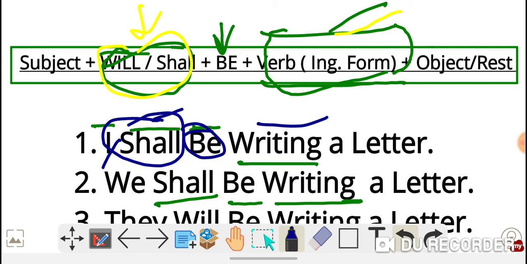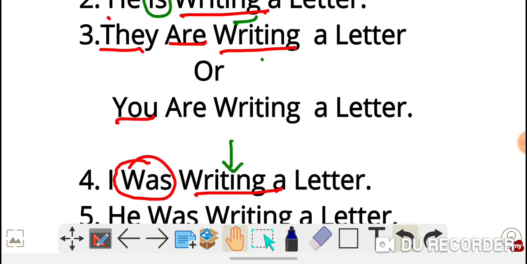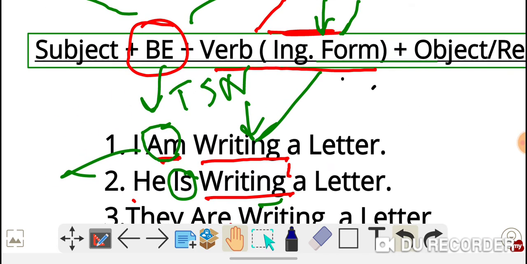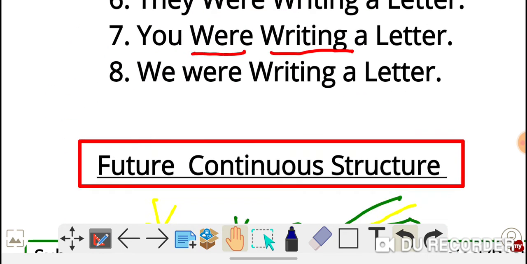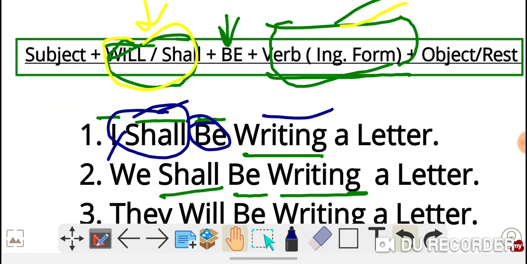One thing: in present and past continuous tense, as there was no auxiliary verb, we had to break the be according to the tense, subject, number. But in future tense, there is will or shall, so we do not need to break the be verb, but we can't avoid the be verb. The be verb must be written, because it is the universal structure. So, I shall be writing a letter.